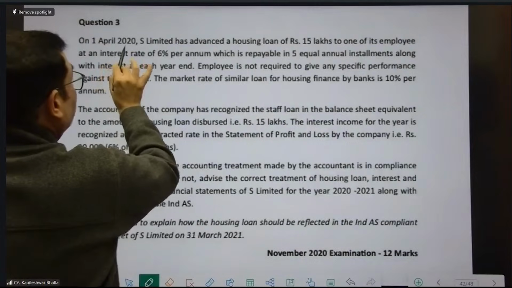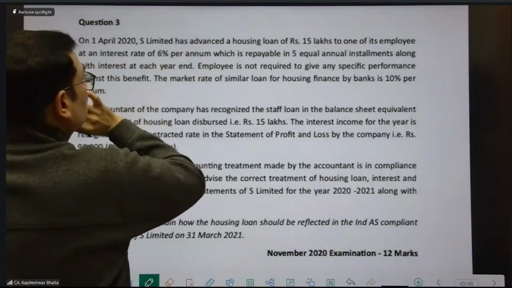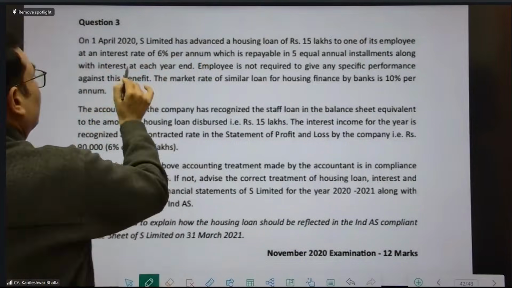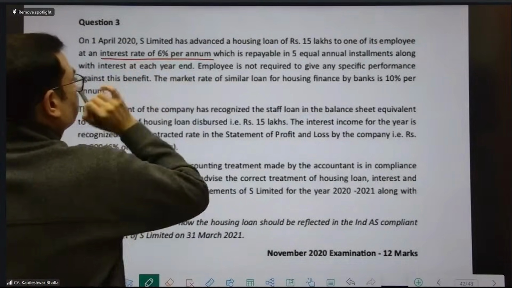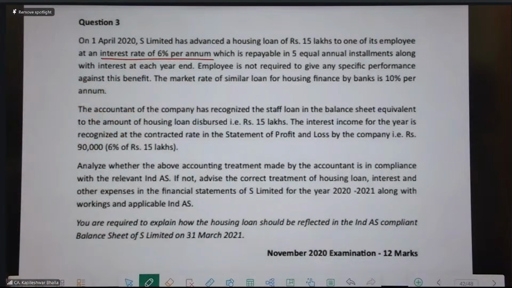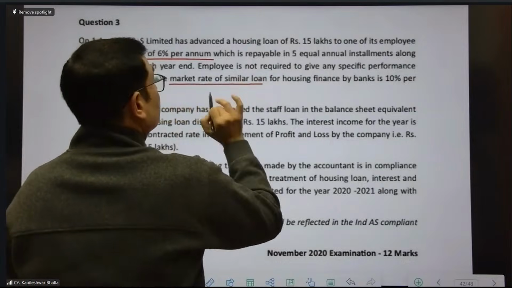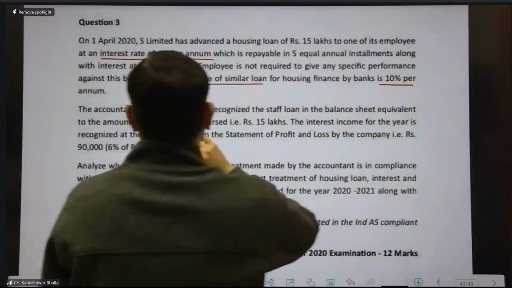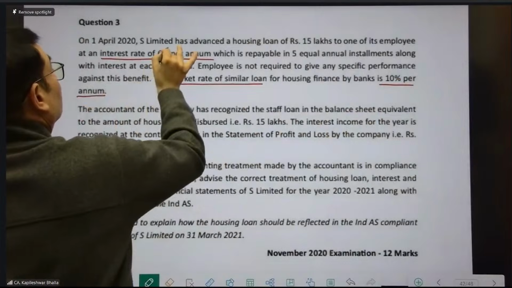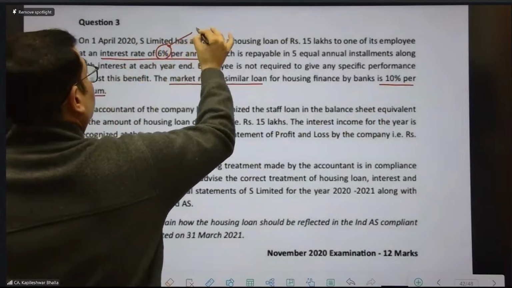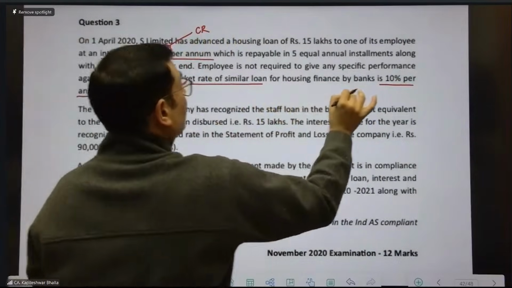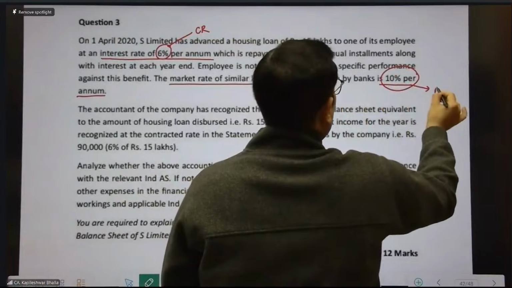It says on 1st April 2020, S advanced a housing loan to one of its employees at an interest rate of 6% per annum. And then I'm just taking a jump and going below. It says out here in the end, as far as the interest in the first para, the market rate of similar loan is supposed to be 10% per annum. So we have given a loan at the rate of 6%, that is the contracted rate, and the market rate on similar kinds of loan is supposed to be 10%.